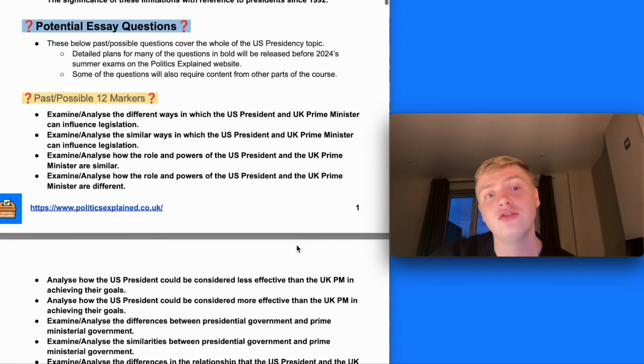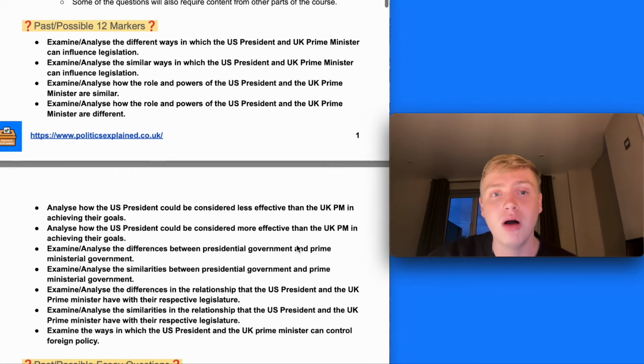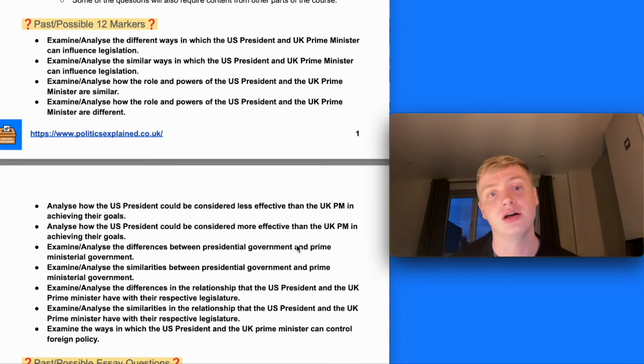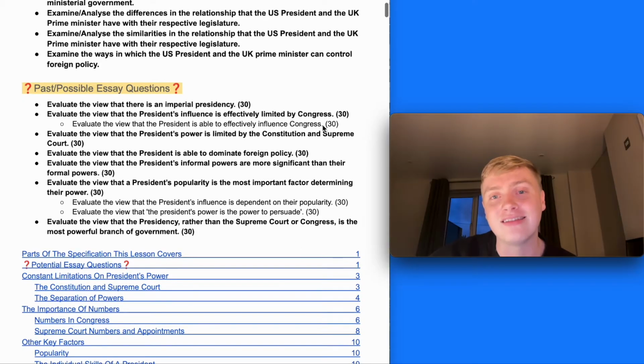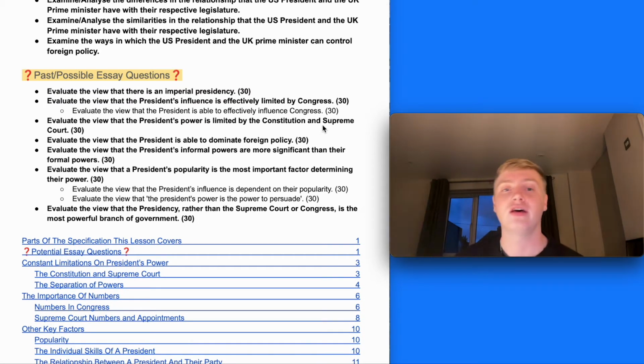In terms of key essay questions you can get on this, they'll be really useful for the 12 markers in terms of comparing the influence of the president and the prime minister, as well as a difference in their roles and powers, whether they can be considered more effective than others and what determines their power. And also be really useful for a lot of these essay questions on the presidency, but also questions on a variety of topics, as a lot of the questions in the US part of the course do tend to be cross-cutting. So you can have a look at what determines the presidential power. Is there an imperial presidency? Is popularity the most important factor determining their power? And lots of other potential questions you could get.